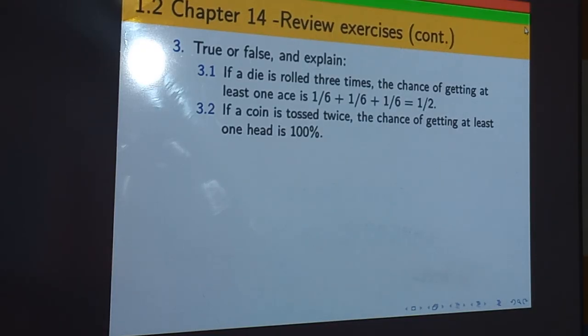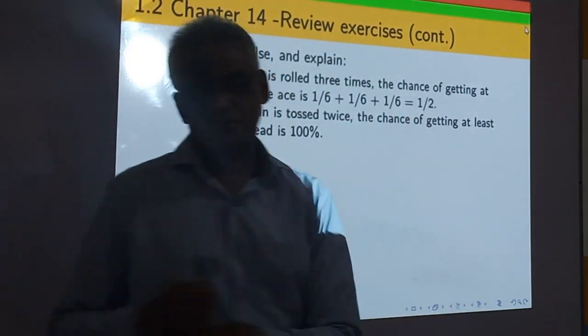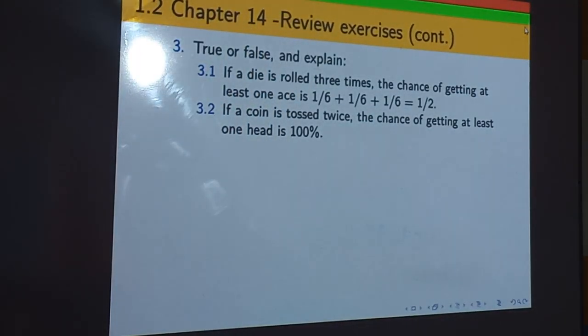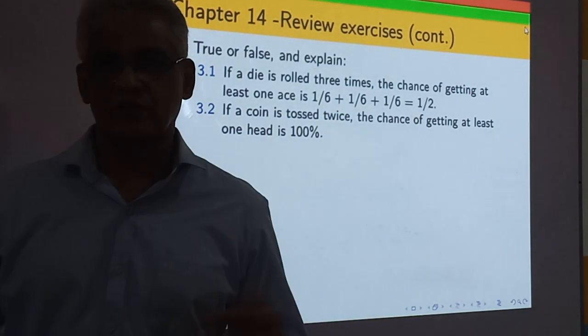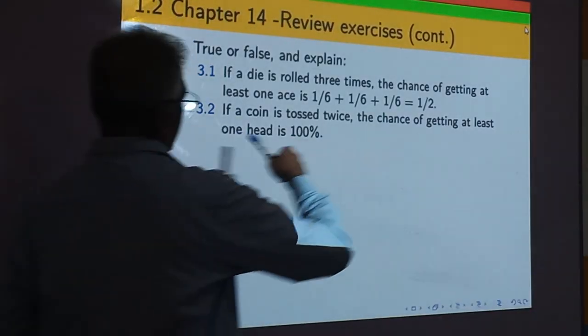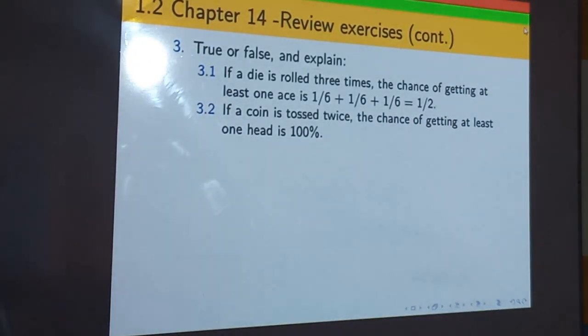True or false? The last question. If a die is rolled 3 times, the chance of getting at least one ace is 1/6 + 1/6 + 1/6. Is that correct? Probability of getting at least one ace. What they have done is the probability of getting one ace means one over six, right? So they have just added the numbers. Is that correct?